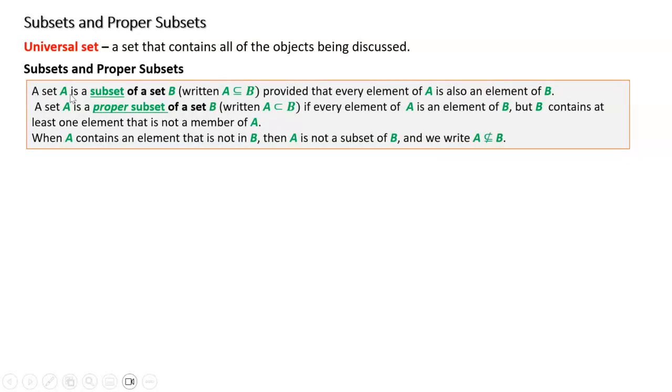A set A is a subset of set B, and this is how you write it: A is a subset of set B, provided that every element of A is also an element of B. And a set A is a proper subset of set B, written with that symbol, if every element of A is an element of B, but B contains at least one element that is not in A. When A contains an element that is not in B, then A is not a subset of B, and we write it as A is not a subset of B.